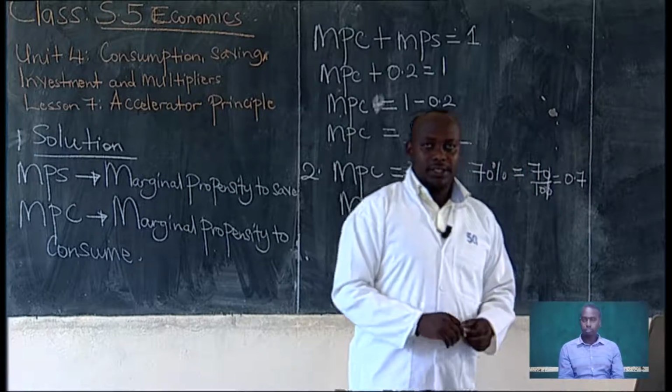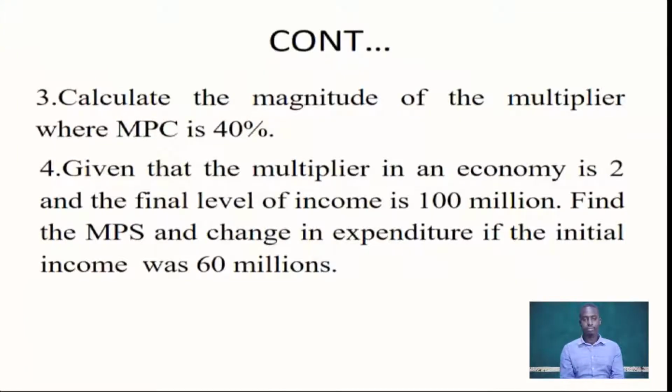On the third question, calculate the magnitude of the multiplier where MPC is 40%. How do we get the size of the multiplier? Because the word magnitude means the size. We are looking for the size of the multiplier.